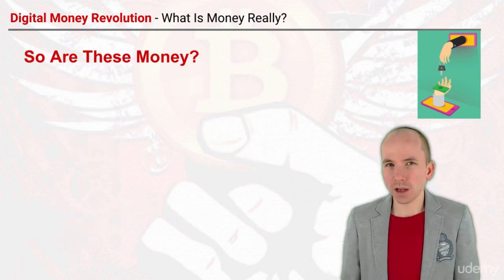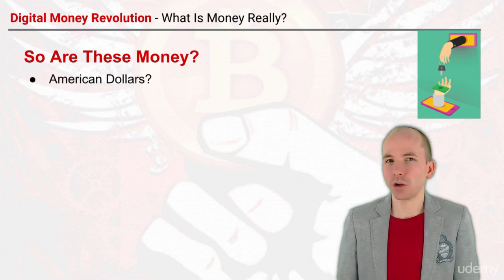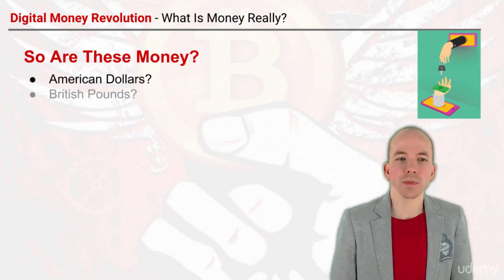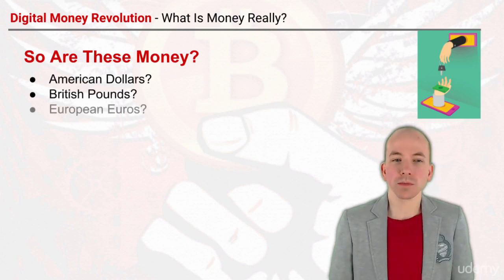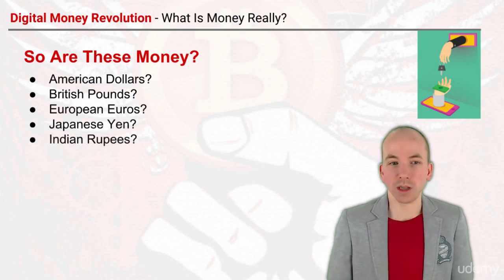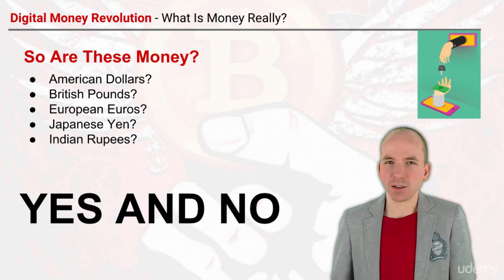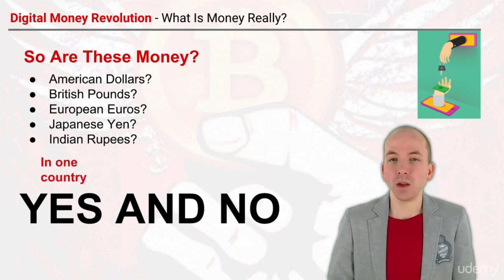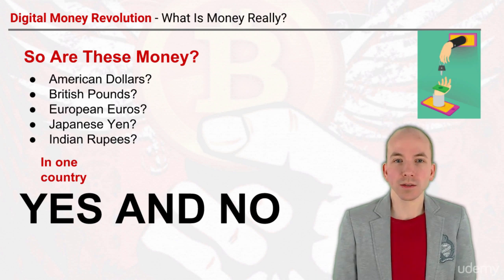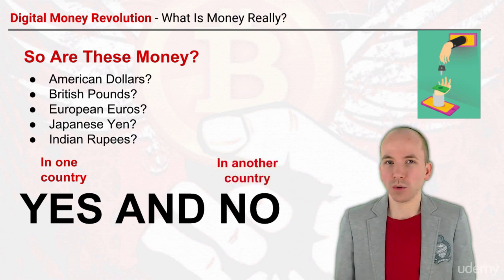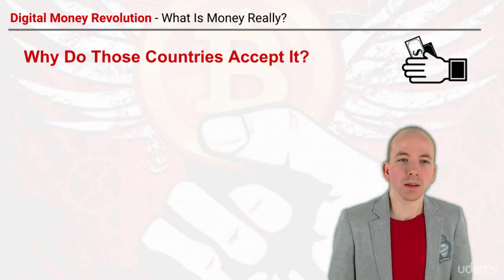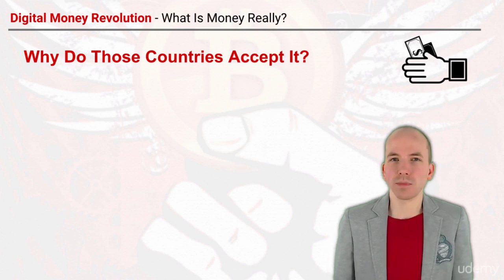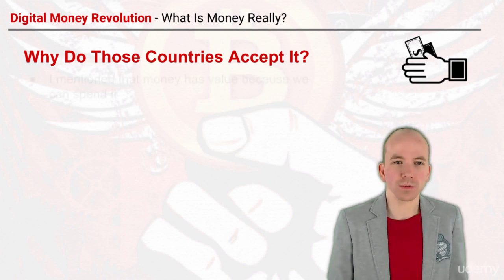So here's a question. Are these money? American dollars, is that money? British pounds, is that money? European euros? Or Japanese yen? Or Indian rupees? Well, the answer is yes and no. The reason why the answer is yes and no is because in one country, yes, and in another country, no.